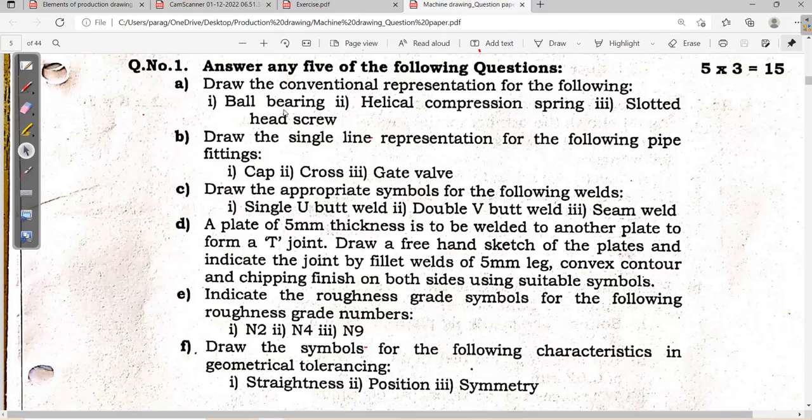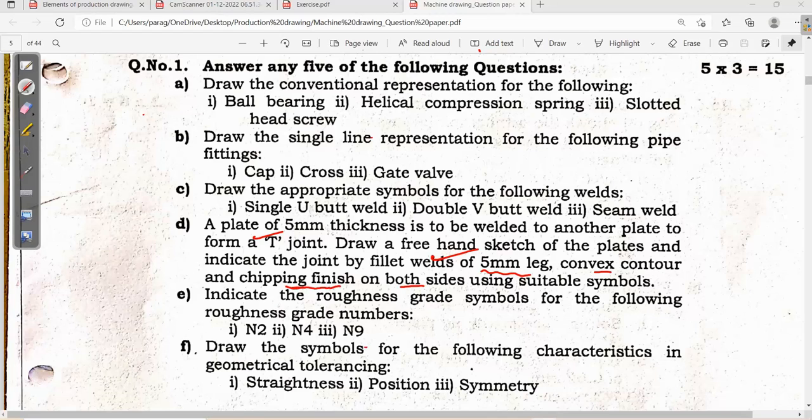Next, conventional representation they have asked: single line representation of pipe fittings like cap, cross, gate valve. These symbols you have to study. Then draw weld symbols for the following welds. A plate of 8 mm thickness to be welded, this is the exercise on weld fitting. A weld joint to a 5 mm thickness plate to be welded on another plate to form a T joint. Just solve and see. In this case, they have given leg dimension 5 mm leg, convex contour, chipping finish.